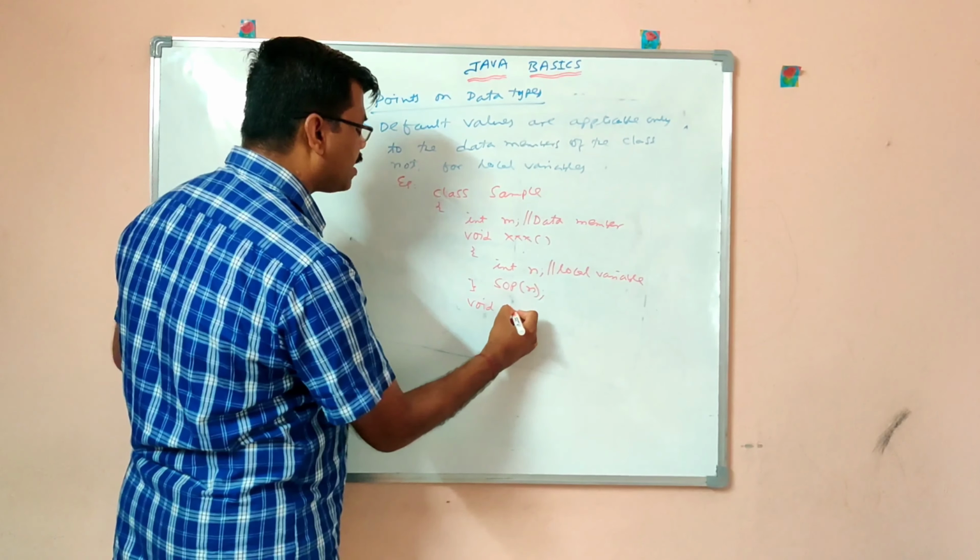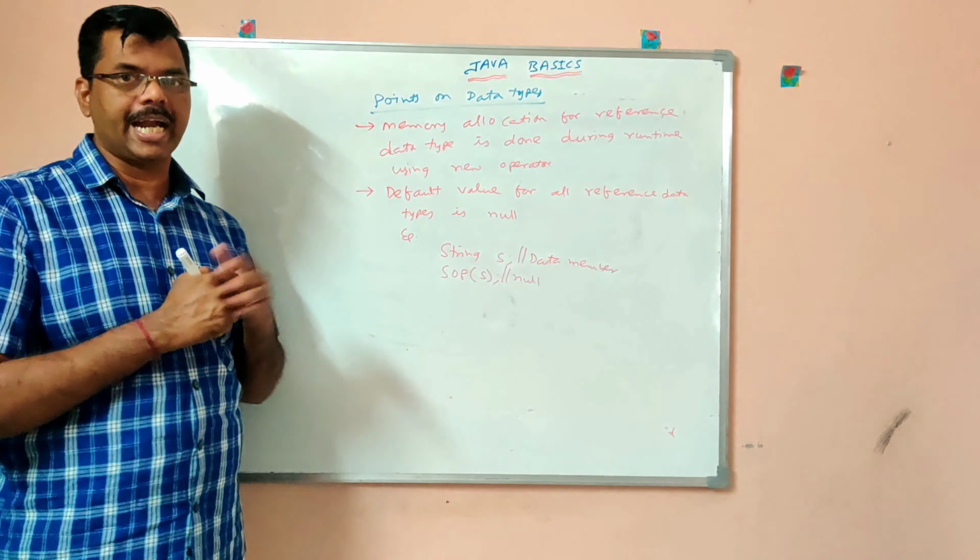And one more last point in data types is the default value for all reference data types. Default value for all reference data types is null. For example, if you take a String s, if it is a data member only, because default values are only for data members, and if you try to print the value of s, it goes with null. So these are the important points on data types.